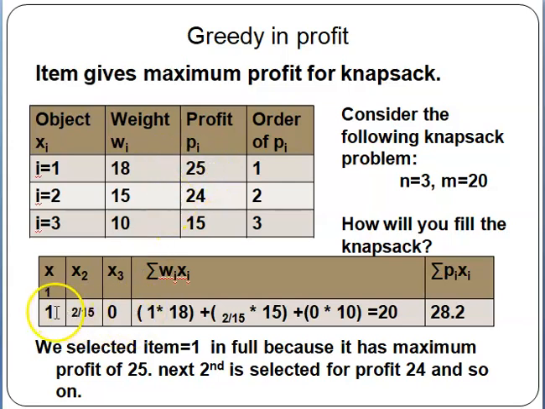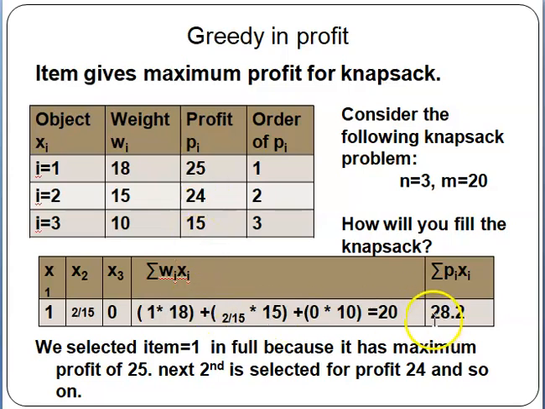So the first item we will take in full, that is 25, and the capacity of 18 will get exhausted. Now we have a remaining capacity of 2. So when we go to item number 2 with the weight of 15, we cannot take the whole item. So we will take the remaining capacity 2 upon the weight of the item, 15. So we are taking the second item 2 upon 15, and the profit will also be 2 upon 15 of its profit.